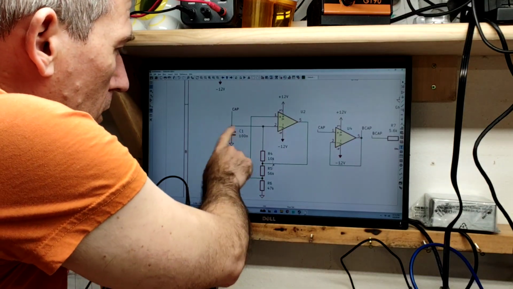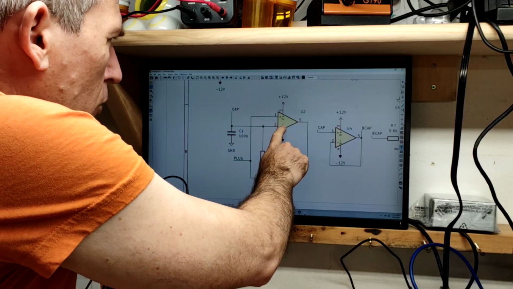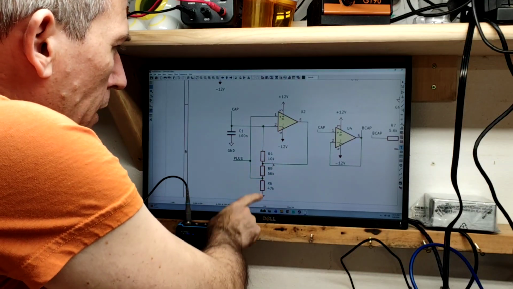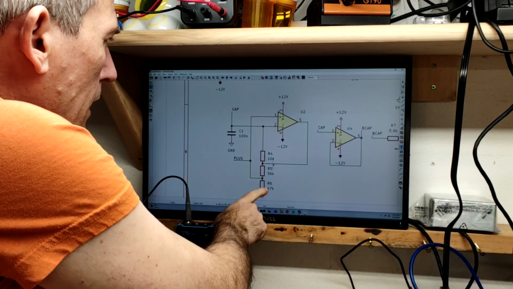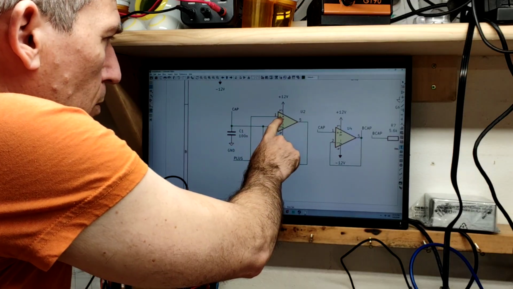We have a capacitor over here, and so let's just imagine that it starts not charged, and so we have 0 volts here. Then we have this voltage divider going down to the negative rail, and so we have some negative voltage here hooked up to this plus, right?